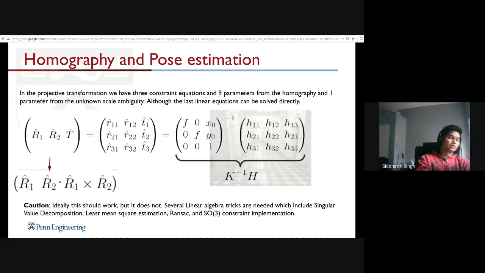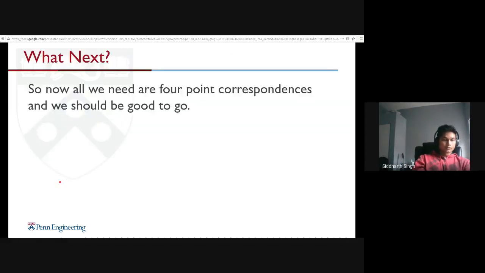Singular value decomposition, least mean square estimations, RANSAC, which we will not go too deep into, solely because you will not be coding it. What we will be using here is a library, and the library is based on the same assumptions that we just tried to understand, and the camera model and the single view geometry that we just talked about, right?